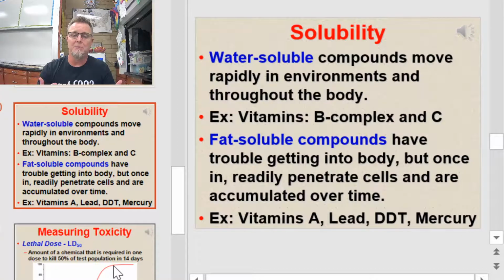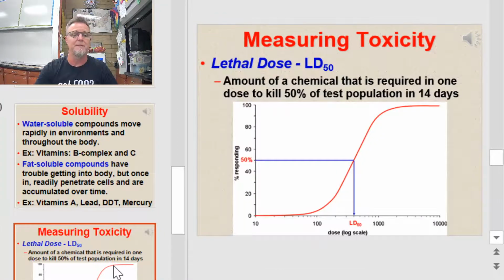Most water-soluble compounds, if you drink a lot of water and then urinate, are flushed out of the body. Fat-soluble compounds, they stay with you. So we have to be very, very careful about exposure to those things because once they're in you, it's very, very hard to get rid of them.